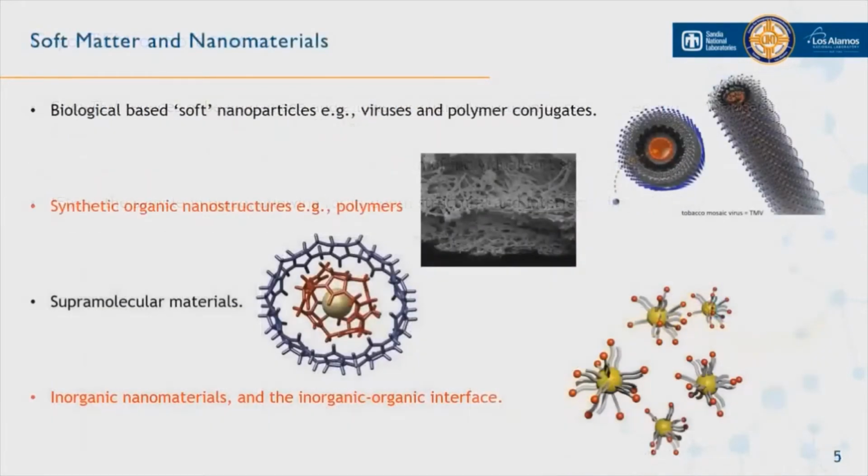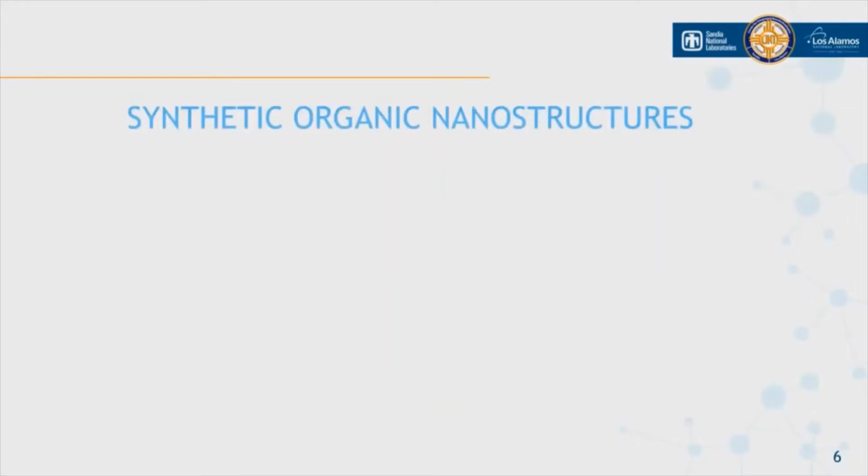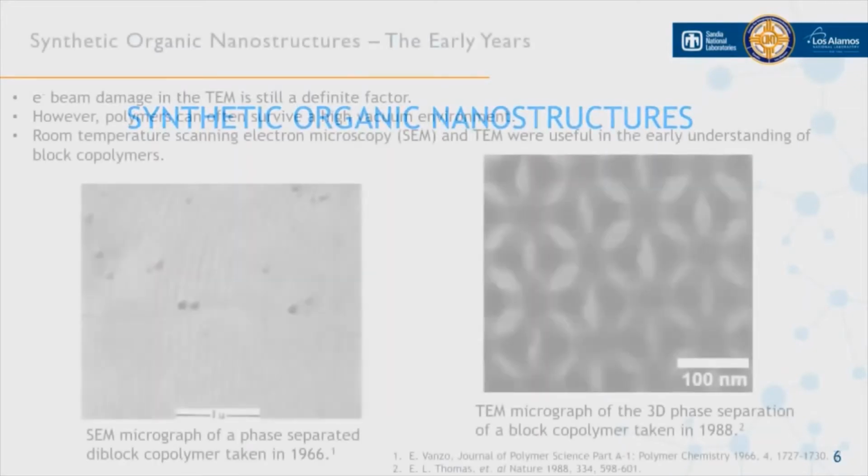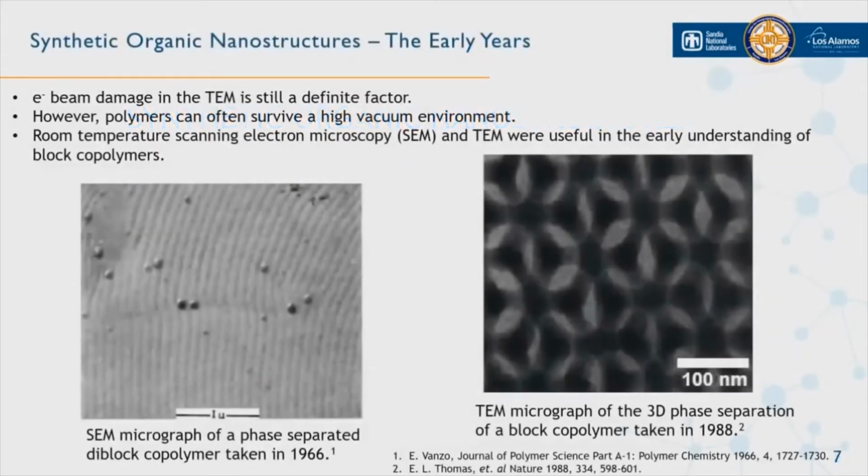So today I'd like to focus on two classes of materials in particular, synthetic organic nanostructures, so specifically polymers, and inorganic nanomaterials. And I'll give an example on how cryo-EM is helping to solve questions in nanoparticle chemistry. So first I'll begin with synthetic organic nanostructures. So here we're talking about polymers. So in imaging polymers using TEM, damage by the electron beam is still a definite factor. However, they can survive under a high vacuum environment.